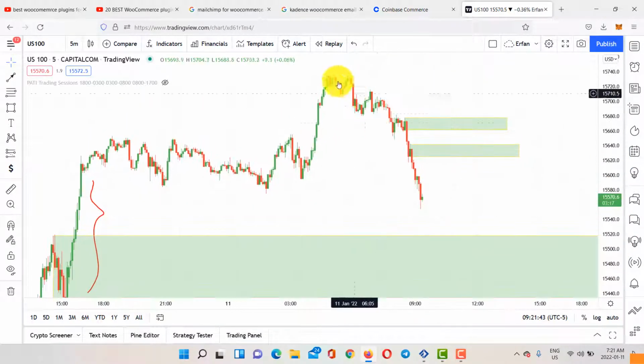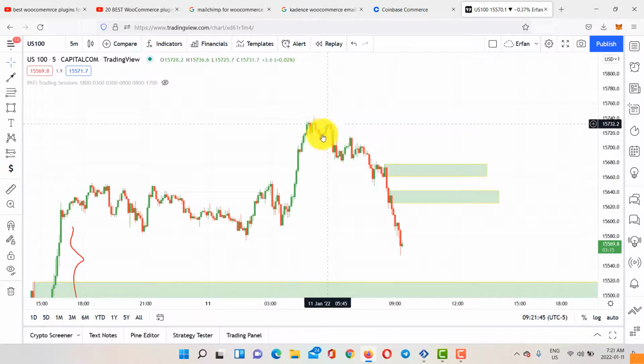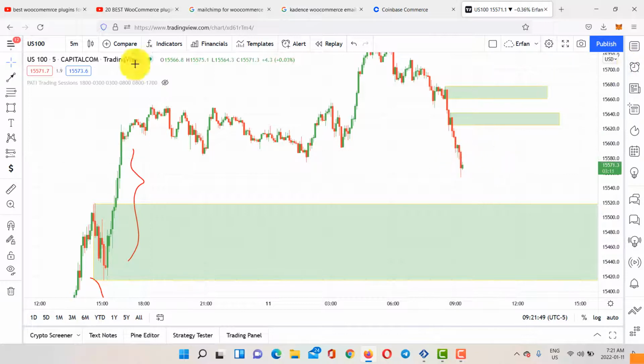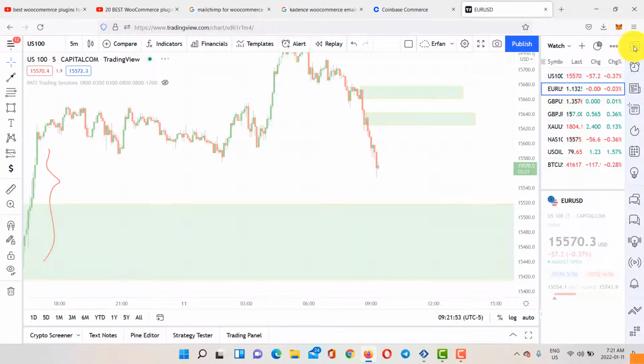I mean, about 5 minutes. I didn't even go to 1 hour for indices. I don't even go for 1 hour. We had a head and shoulder here, beautiful one, and now it's dropping, breakout structure. Let's see what happens next.